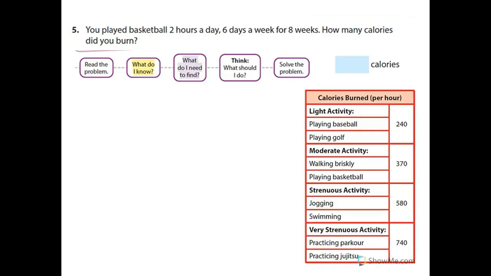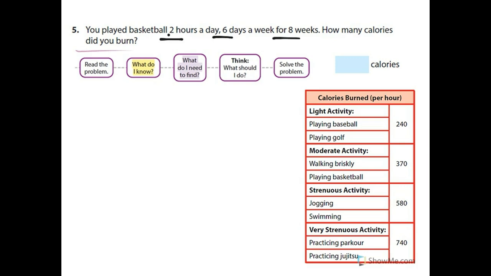All right, moving on to number 5. I hope you're seeing that what you should be doing there, multiplying these and then multiplying it by whatever calories you burned. All right, go ahead, read and solve with the problem-solving method, number 5.